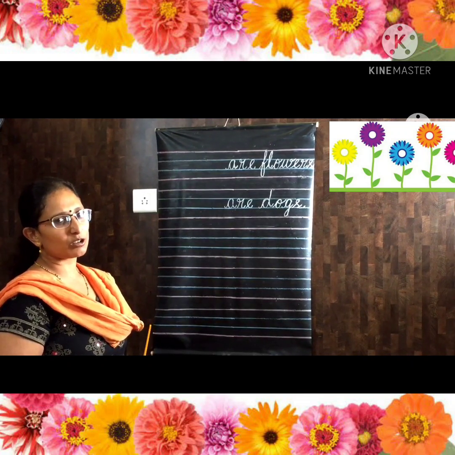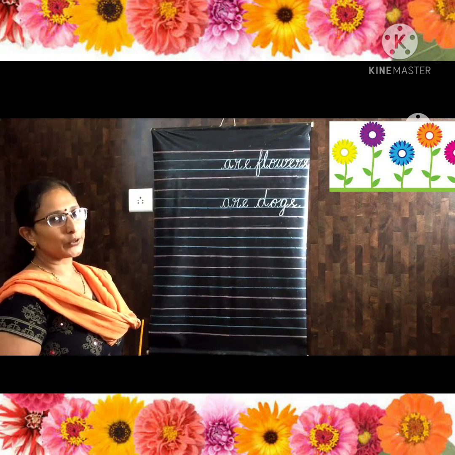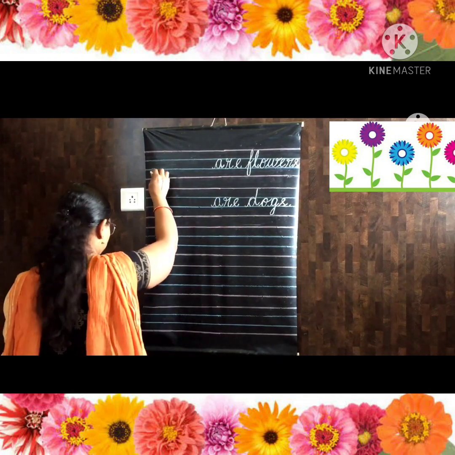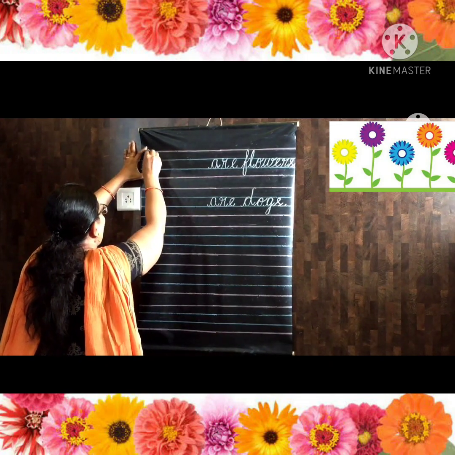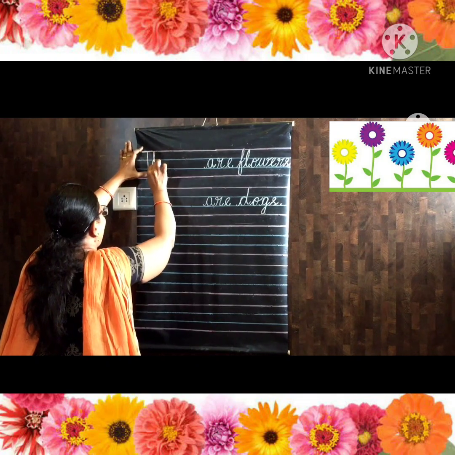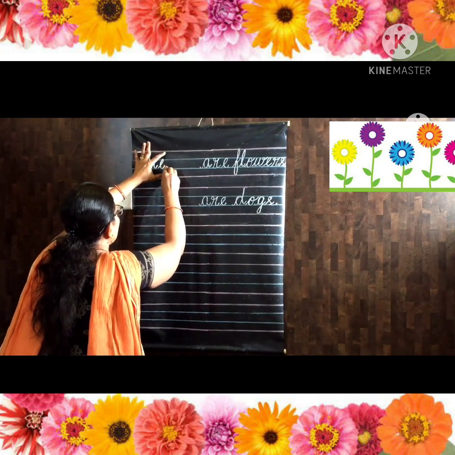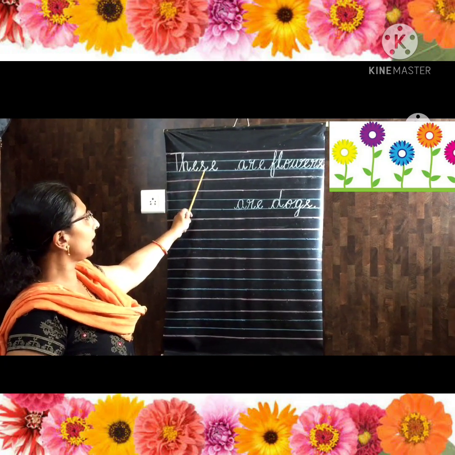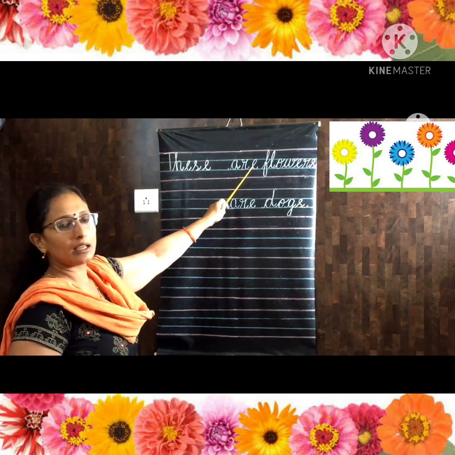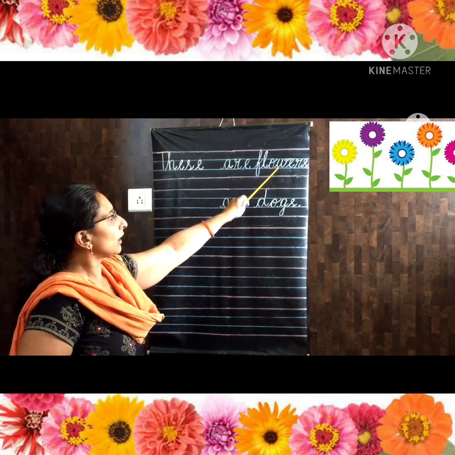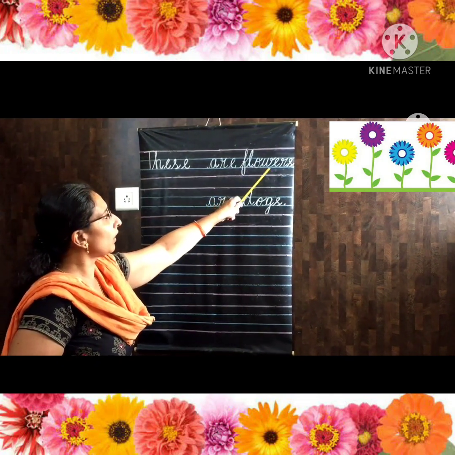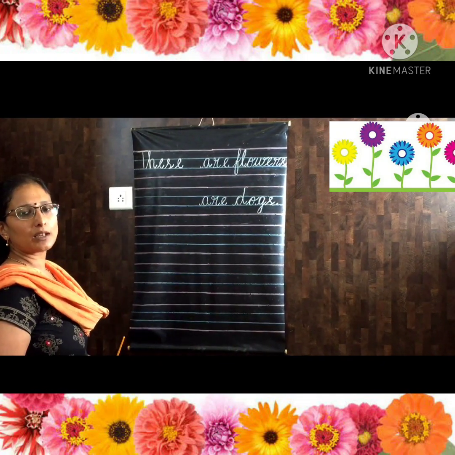So, what is the next sentence, children? You can observe there are few flowers, right? It is near also. So, what are we going to use now? We are going to use again these. Fine? Are you all ready, children? Shall we write? Yes. Capital letter T, H, E, S, E, these, A, R, E, F, L, O, W, E, R, S, flowers. Sound words, right? Flowers, these are flowers, right?